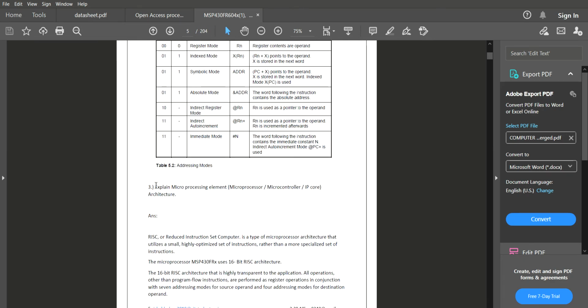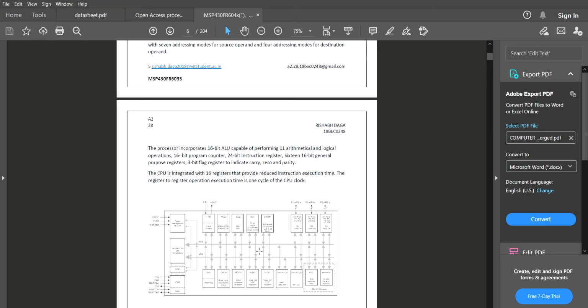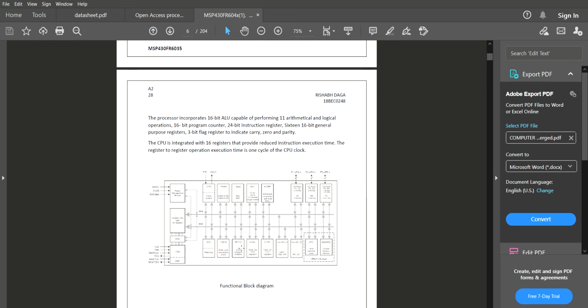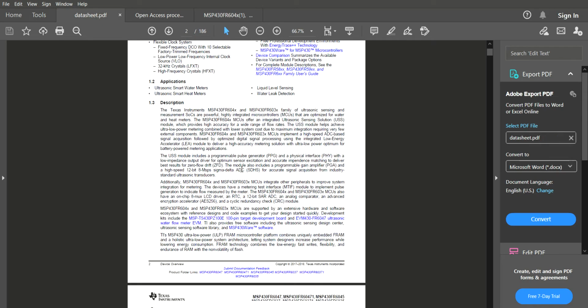So the third question, explain microprocessing element architecture. Now I just showed you what is the architecture type. It was a 16-bit RISC architecture, which we could see. Now for the 16-bit RISC architecture, you have to find the number of registers present. So this also we can find from the data sheet itself.